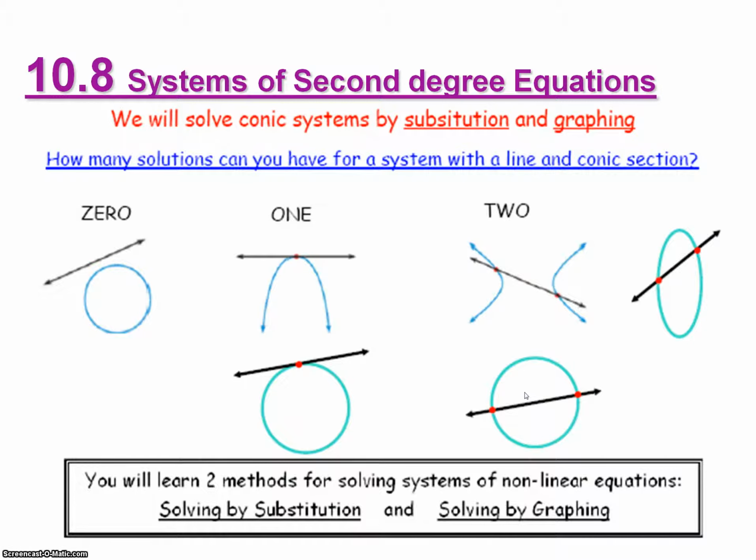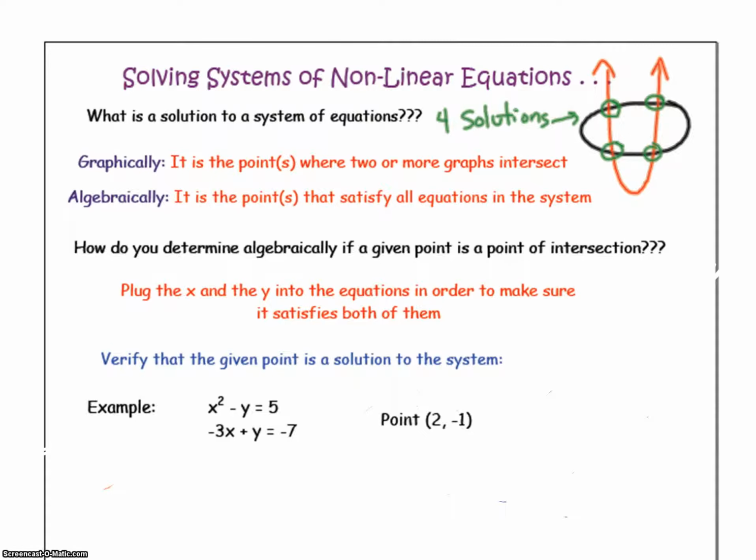So we'll look at 2 methods for solving systems of nonlinear equations. Of course, we'll look at how to solve them graphically by graphing them in the coordinate plane together and looking for those points of intersection, but also we'll solve them by substitution. Remember that the graph shows the points of intersection. Those are the solutions. And algebraically, we'll be looking for the points that satisfy all the equations in the system.